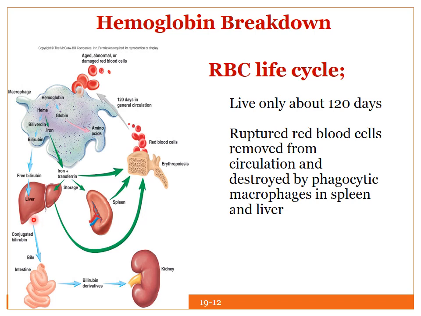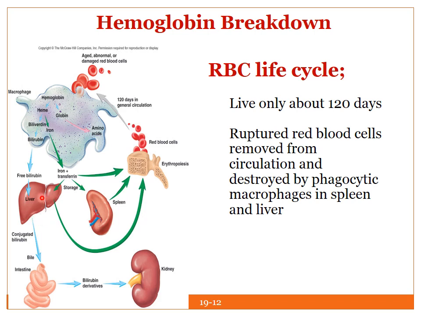So from there, once it's in the bile, the bilirubin will enter into the intestine, so it'll be excreted through the feces, and then some of it will also go to the kidney and come out in the urine. So this is the bilirubin as an end product of hemoglobin breakdown.